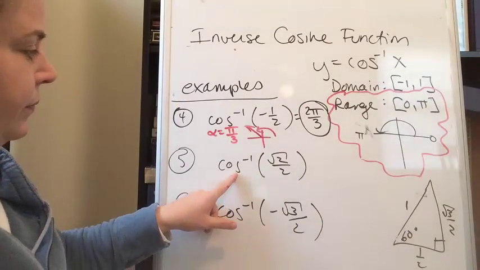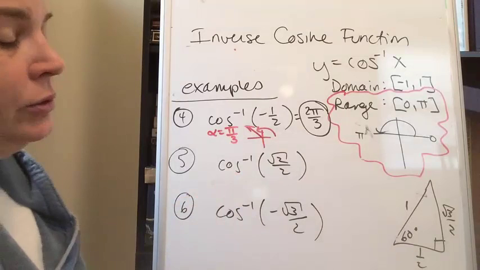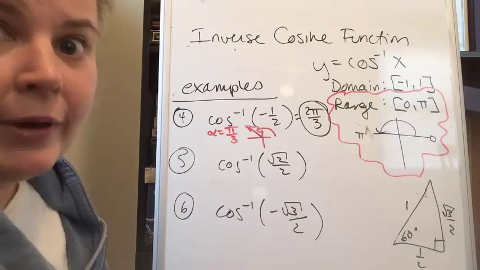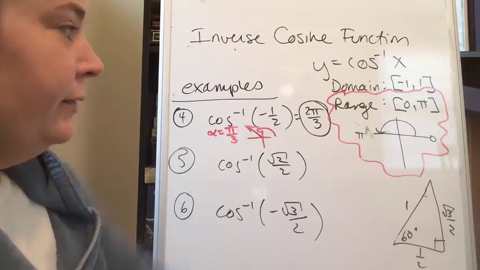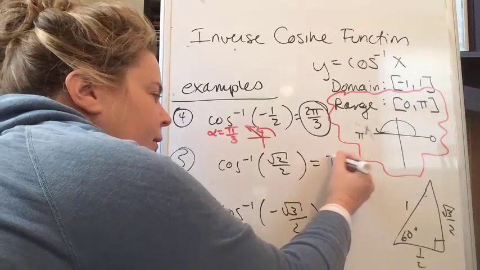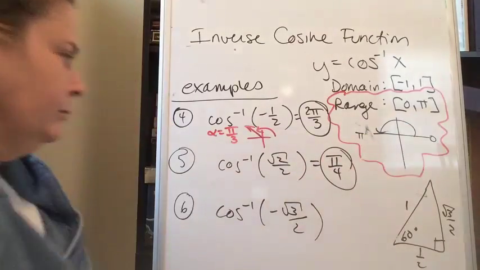What about this? At what angle is cosine equal to square root of 2/2? The reference angle is 45 degrees. And it's positive, so it's in the first quadrant, so it'll be equal to the reference angle. So that one's easy, just pi/4.